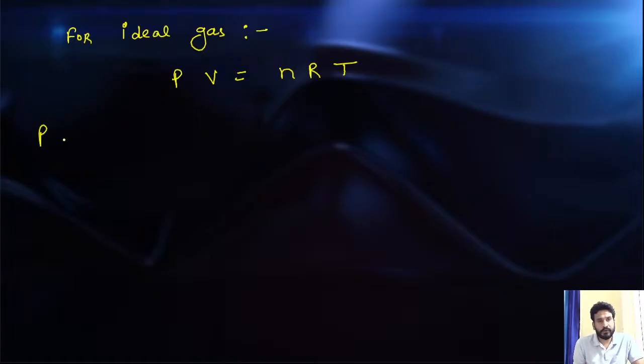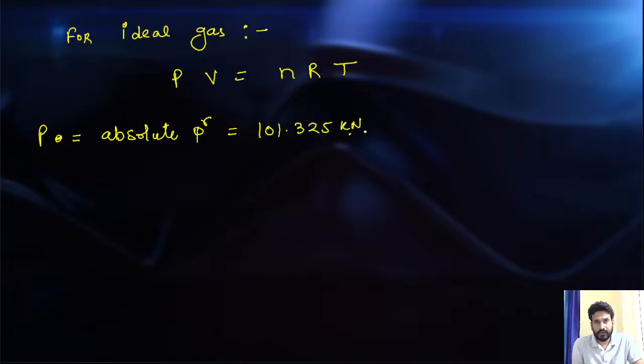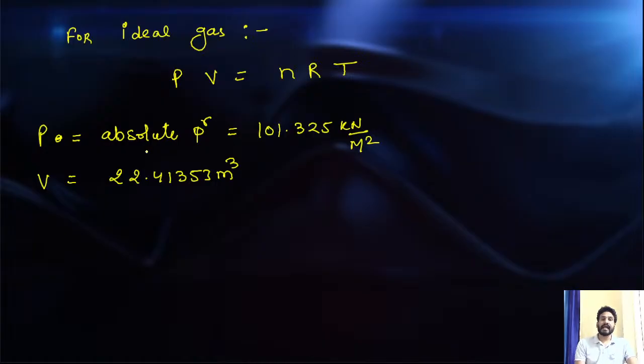P is my absolute pressure. What is the value of that absolute pressure? It is 101.325 kilonewton per meter square, or you can say kilopascal. Is it clear to you? Now at this pressure, the volume of the ideal gas occupied is 22.41353 meter cube. So the ideal gas at this pressure is occupying this much volume.